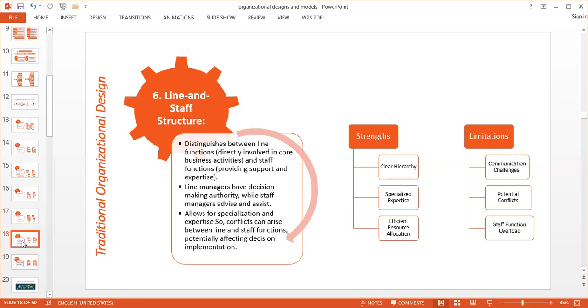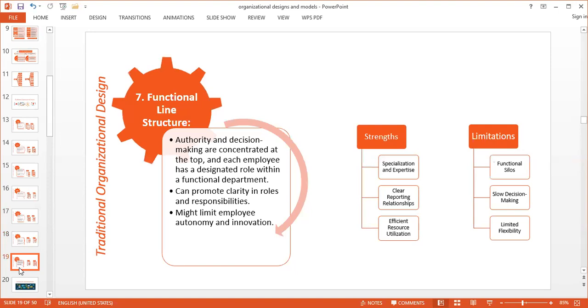Sixth one is line and staff structure, which distinguishes between line function and staff function. Line managers have decision making authority, while staff managers advise and assist. Allows for specialization and expertise, but conflicts can arise between line and staff functions, potentially affecting decision implementation. Strengths of this design are clear hierarchy, specialized expertise, efficient resource allocation. Limitations are communication challenges, potential conflict, staff function overload.